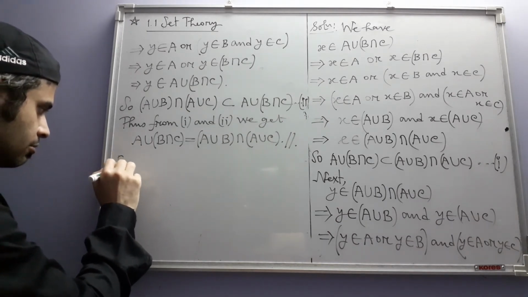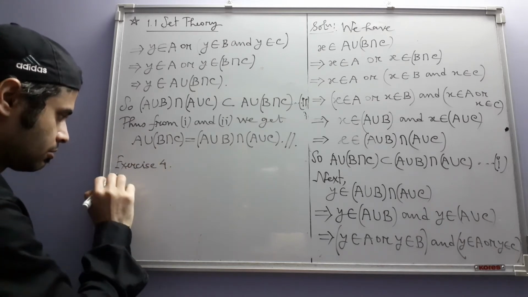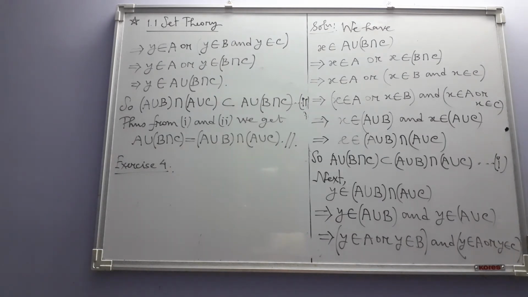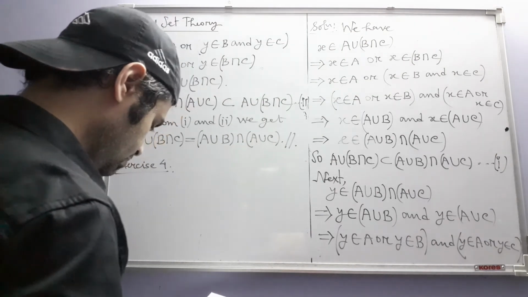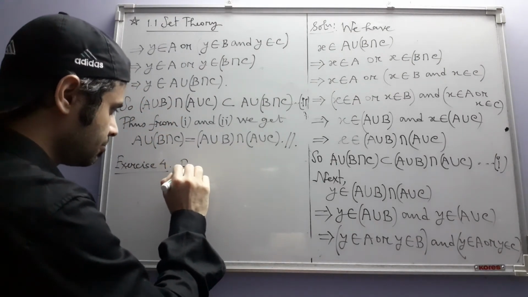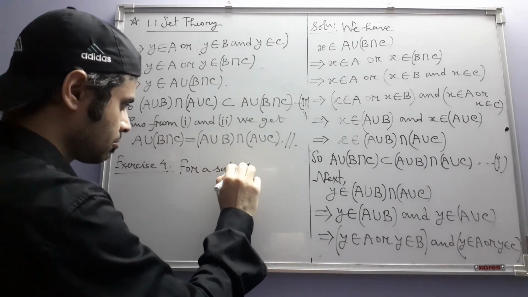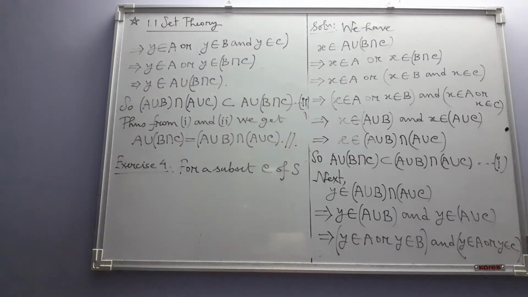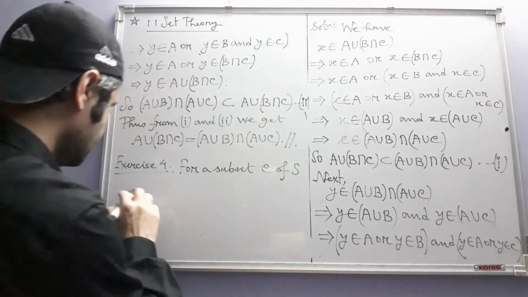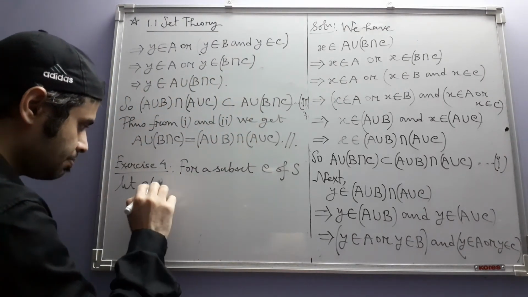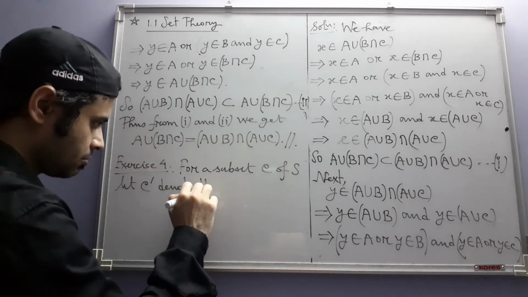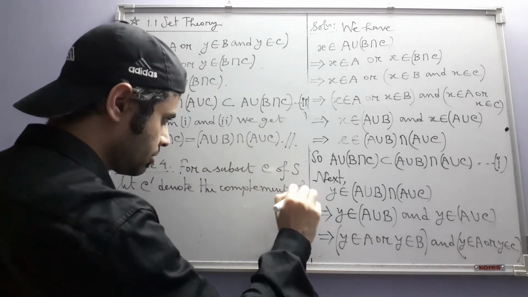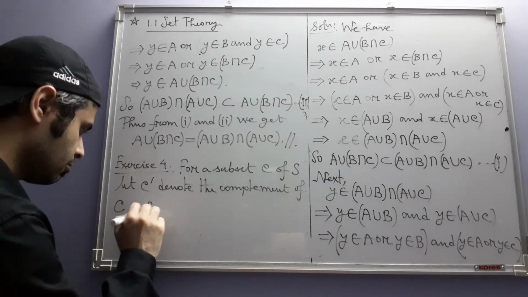Okay, then exercise 4. For a subset C of S, okay, S is some set and C is a subset of S, let C prime denote the complement of C in S.